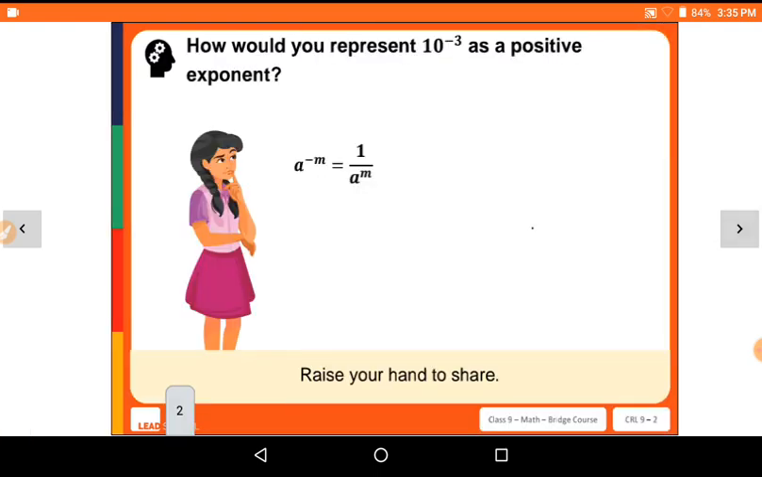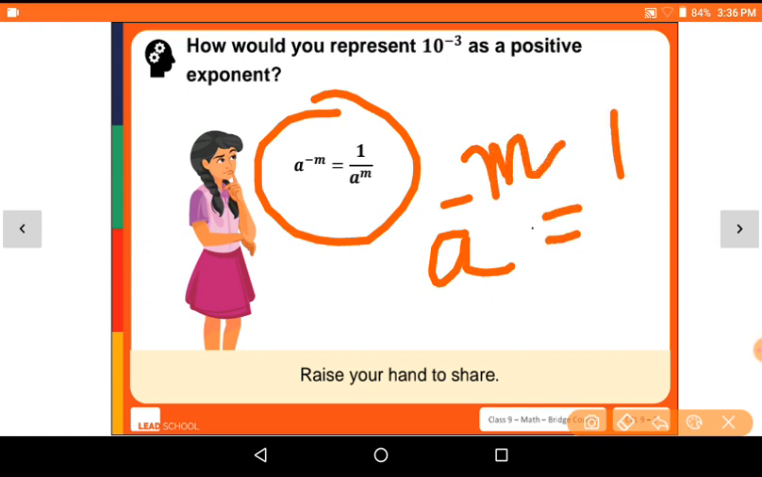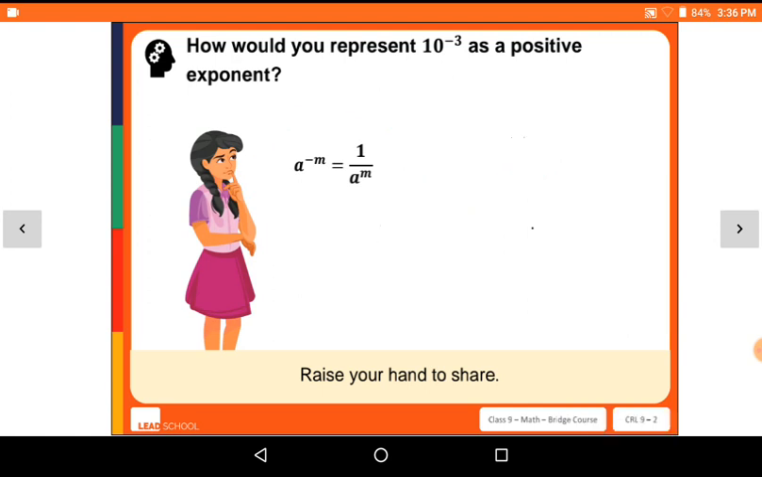The first thing is a raised to minus m. Here you can see how exponent rules are used. How can we write a raised to minus m? It is written as 1 upon a raised to m. That is how we implement it. Whenever the exponent of a base is negative, we represent it as 1 upon a raised to m.